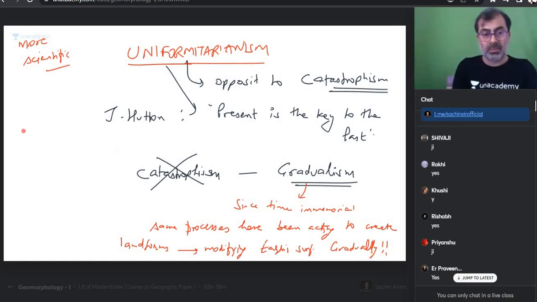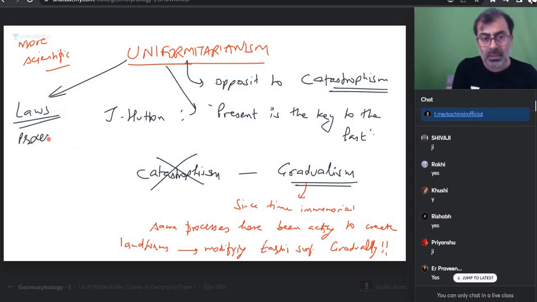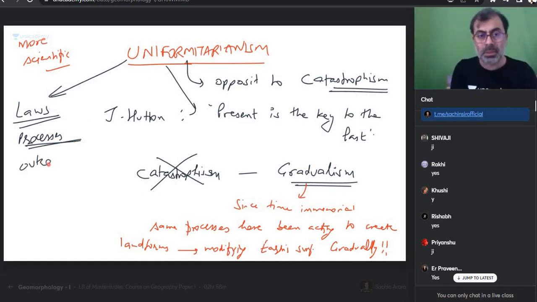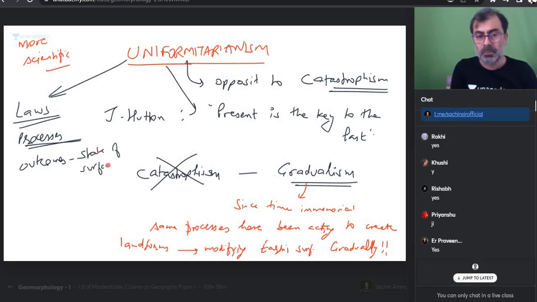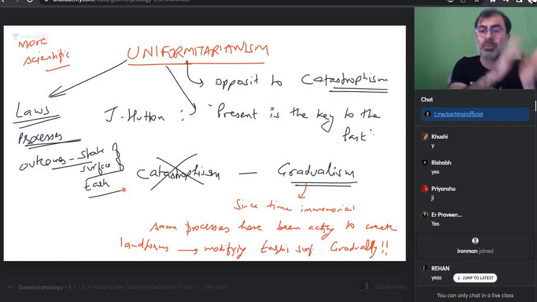So I would say uniformitarianism says that the laws which are prevalent today were applying in the past also. The processes that we see today were applying in the past also. And as a result, the outcomes, the state of the surface of Earth, whatever outcomes were happening at that time, are happening today also. So if you see a V-shaped valley today, the V-shaped valley was formed by the same process earlier also.